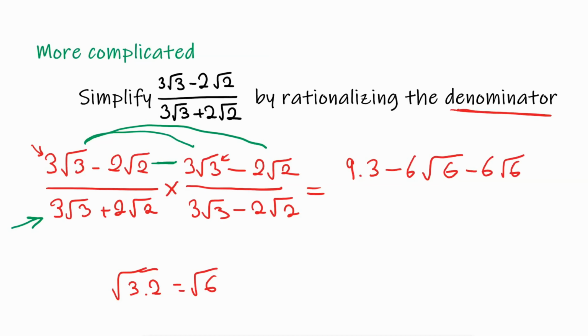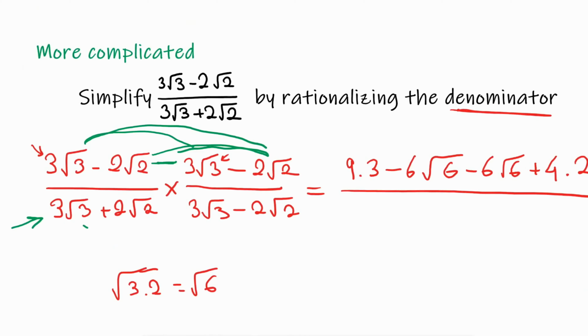I'm going to end up with root 6. And then we're going to multiply these two. So it's negative times negative, which is plus. 2 times 2 is 4. Root 2 times root 2 just comes out as 2. Now we can start with the denominator.